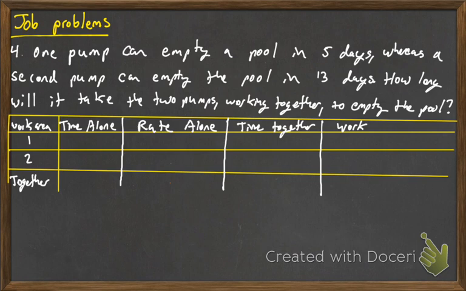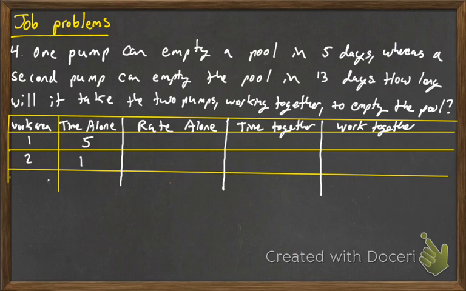All right, so it says one pump can empty a pool in 5 days, whereas a second pump can empty the pool in 13 days. How long will it take the 2 pumps working together to empty the pool? And so you've got some sort of table going on here that looks kind of like this. You've got work area, time alone, rate alone, time together, and I think the last one is work together. Yeah. Okay.